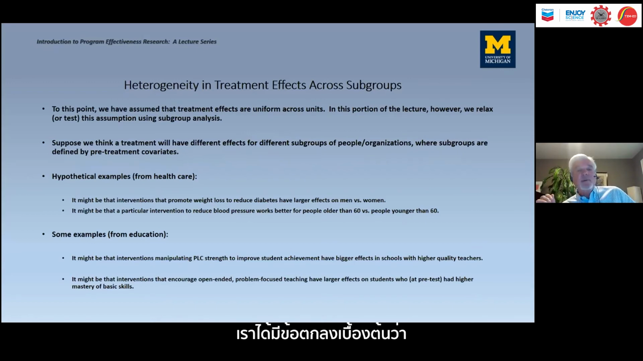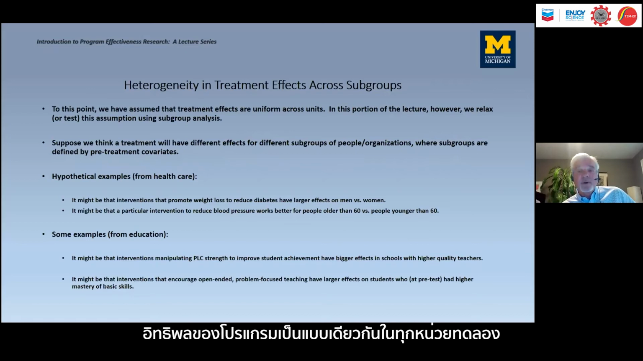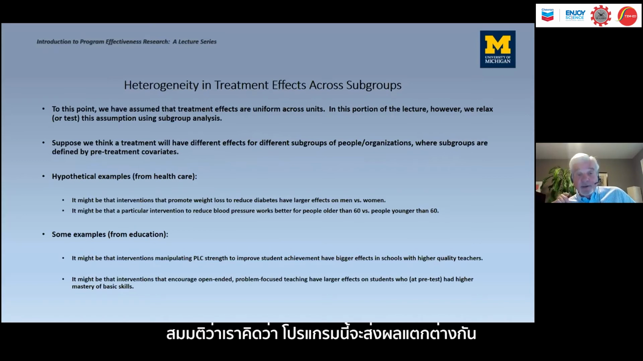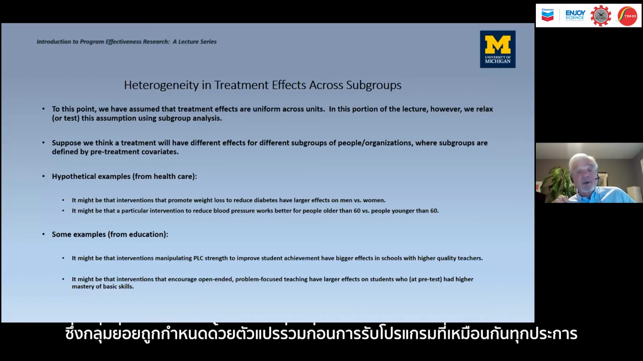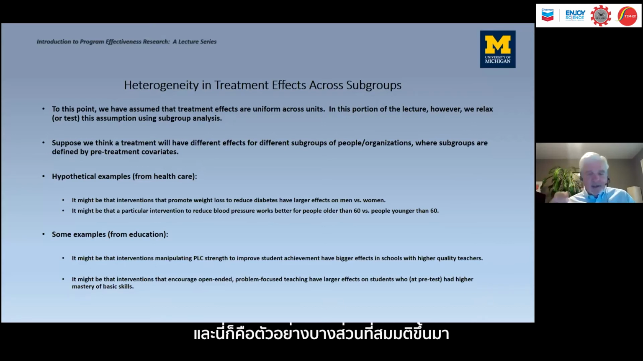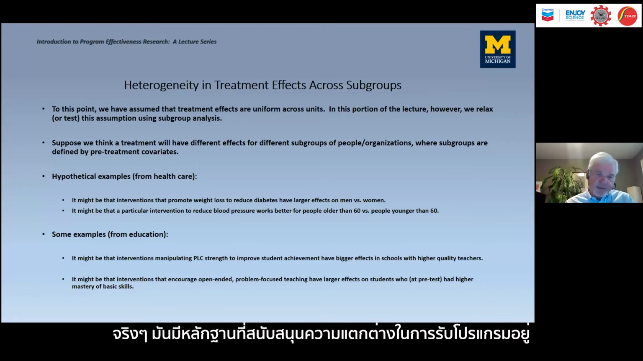So the next thing I want to talk about is conditional average treatment effects. We've been assuming that treatment effects are uniform across units. But what I want to do now is relax, or at least test, this assumption by using subgroup analysis. Suppose we think a treatment will have different effects for different subgroups of people or organizations in a study, where the subgroups are defined by pre-treatment covariates. This is a big problem in healthcare. Here are some hypothetical examples. There actually is some evidence to support treatment heterogeneity here.